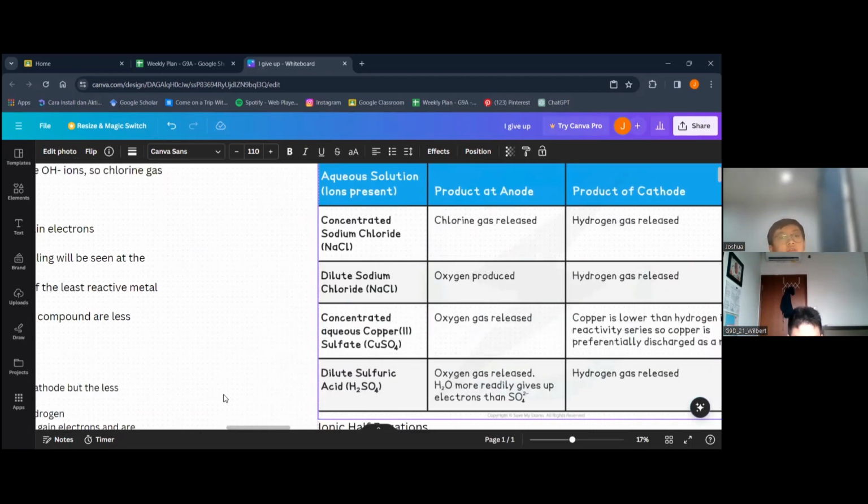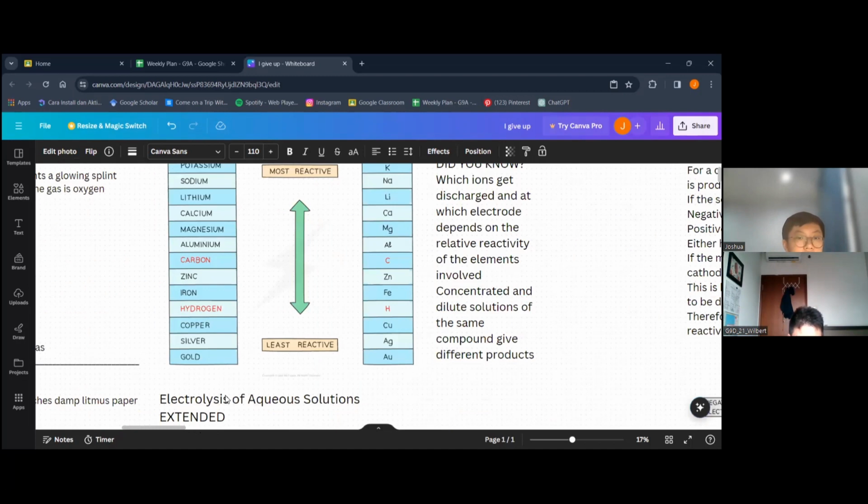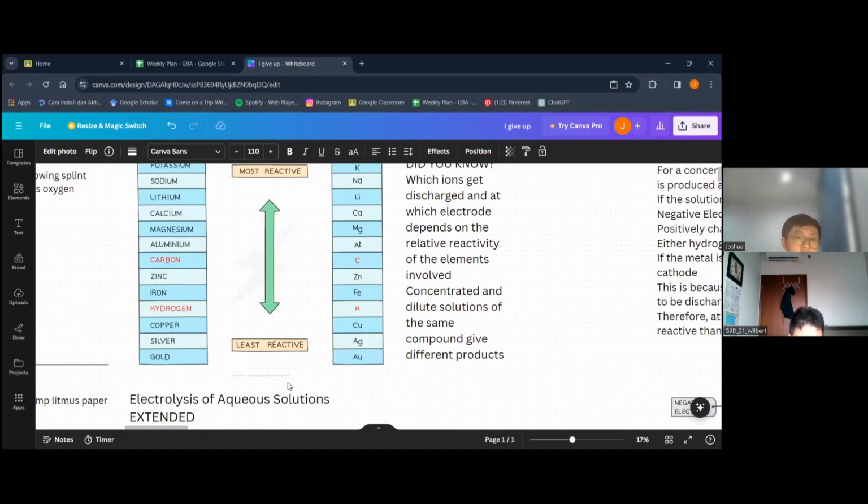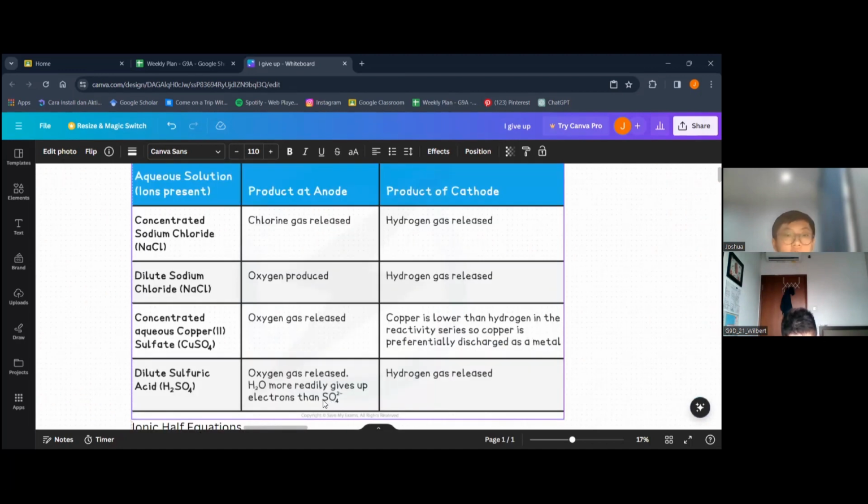So that's why copper is electrolyzed. And for dilute sulfuric acid, which I mentioned earlier, oxygen gas is released at the anode because SO4, or sulfate, is not group 7. That's the general rule. And at the cathode, it's hydrogen because there's no metal in the compound.